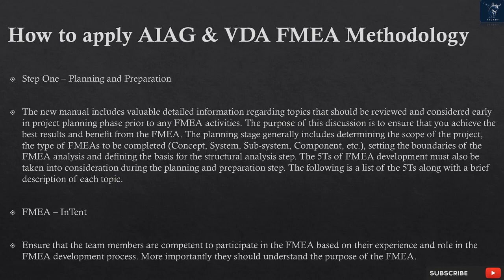The 5 Ts of FMEA development must also be taken into consideration during the planning and preparation step. The following is a list of the 5 Ts along with a brief description of each topic. FMEA intent. Ensure that the team members are competent to participate in the FMEA based on their experience and role in the FMEA development process. More importantly, they should understand the purpose of the FMEA.